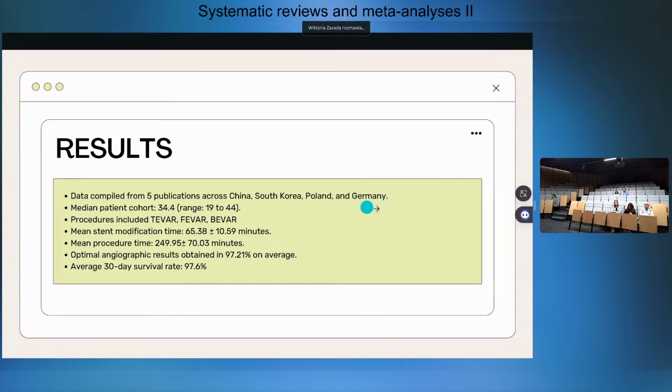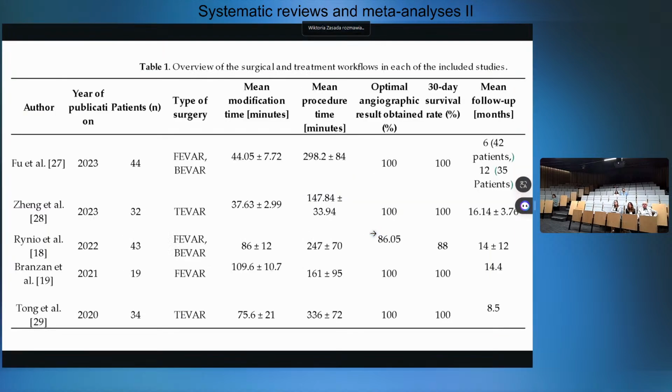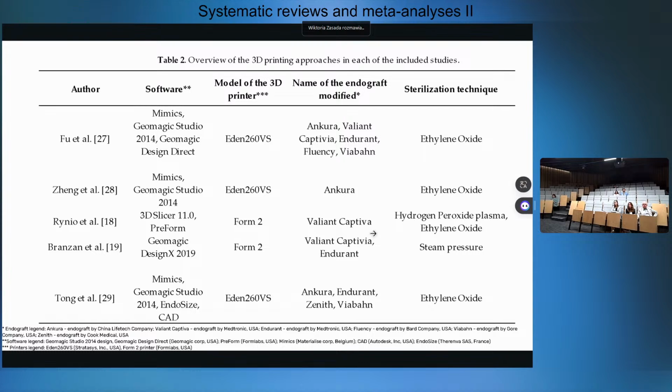The data from 5 publications across several countries revealed a mean stent modification time of 65 minutes and a mean procedure time of 249 minutes, with optimal angiographic results achieved in 97% of cases on average. We measured treatment effects, including operation and modification times, as well as complication rates. Our analysis also included the 3D printing approaches utilized, highlighting the variety of software tools and printer models employed.